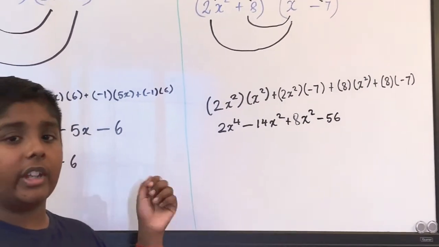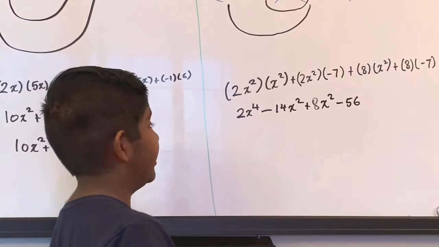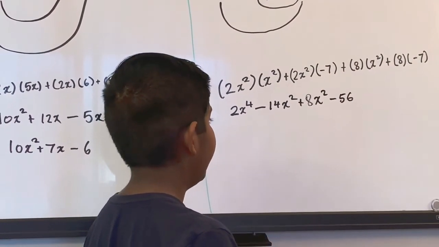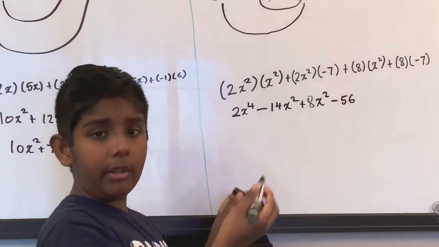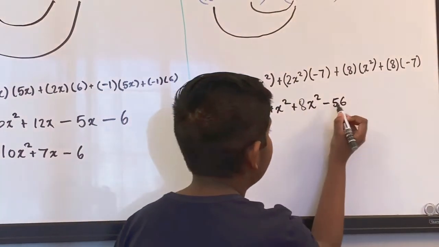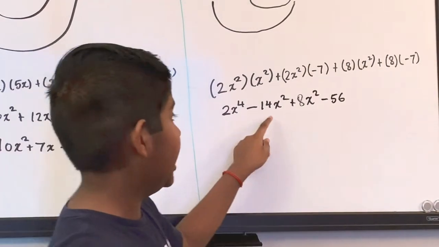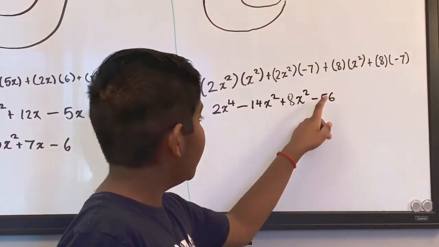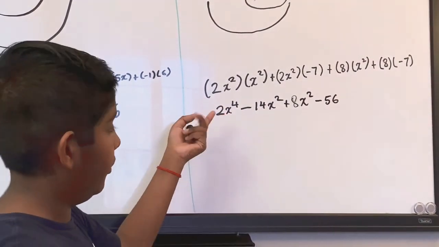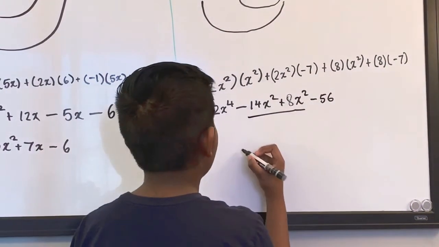Let's see if I can simplify any parts in this answer now. So 2x power 4 minus 14x power 2 plus 8x power 2 minus 56. Let's see if there's an x power 4 anywhere in any of these terms. X power 2, x power 2, nope, no variable here. Okay, let's move on to x squared. X squared and no variable. We only have x power 4. But we have these two parts, so let's simplify.